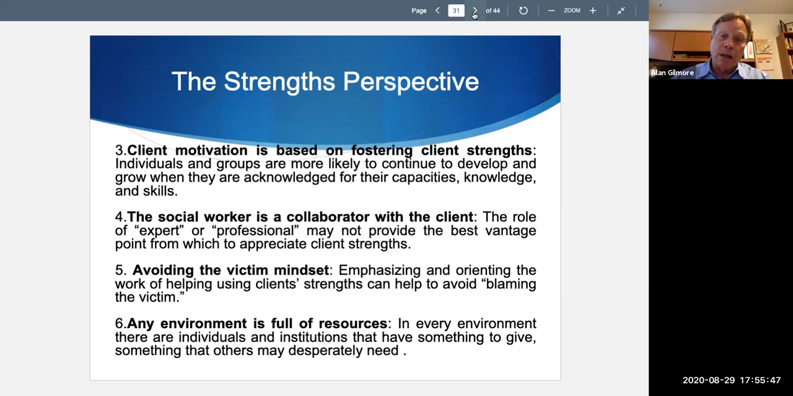The social worker is a collaborator with the client. So again, like I said before, you're not the expert. You're not the person who's telling them what they should be doing. You're helping them to find a way to be able to get to identifying that for themselves. We want to avoid the victim mindset. Emphasizing and orienting the work of helping to use client strengths can help to avoid blaming the victim. And any environment is full of resources.